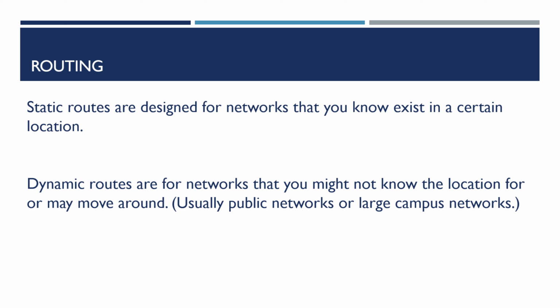Usually like a public network, where IP space is always changing and you don't really have a fixed map for where networks live, or potentially large campus networks where everything might be changing a little bit and you don't want to have to go change static routes on a whole bunch of different devices. Campus networks might utilize dynamic routes because they're just so big that it's more efficient.